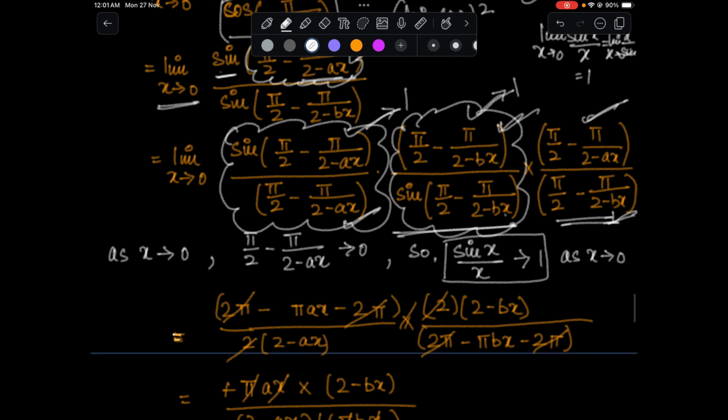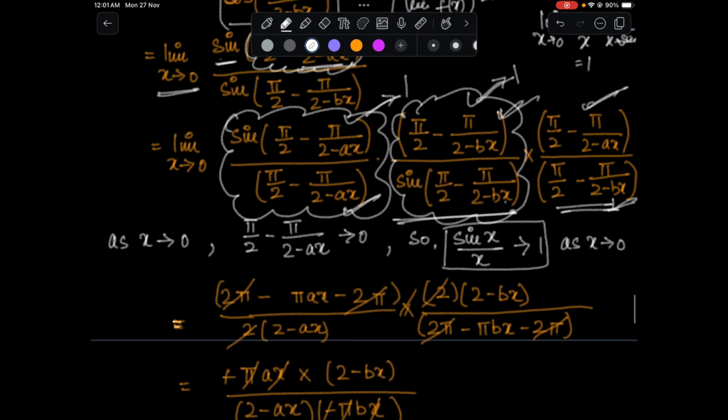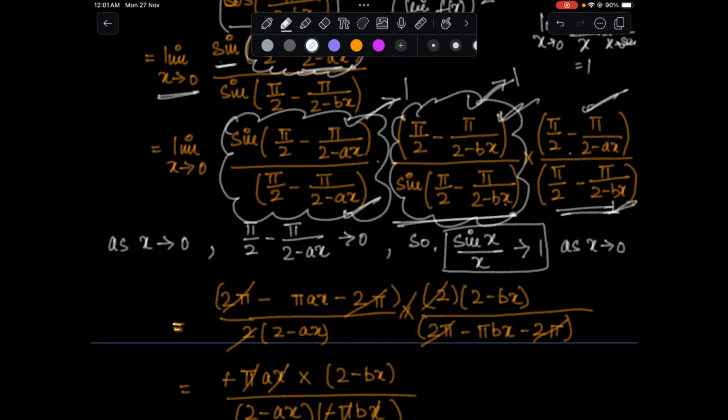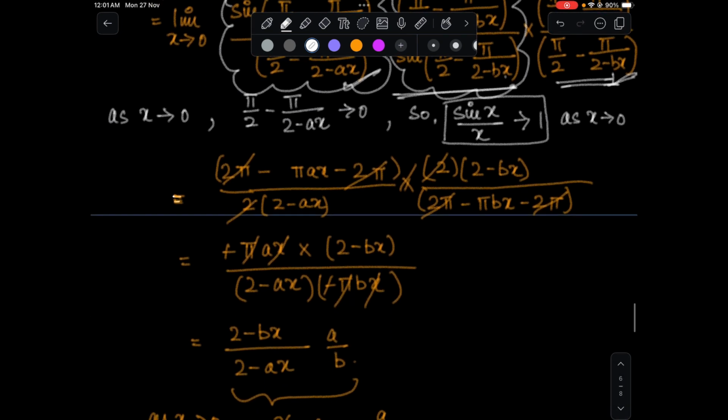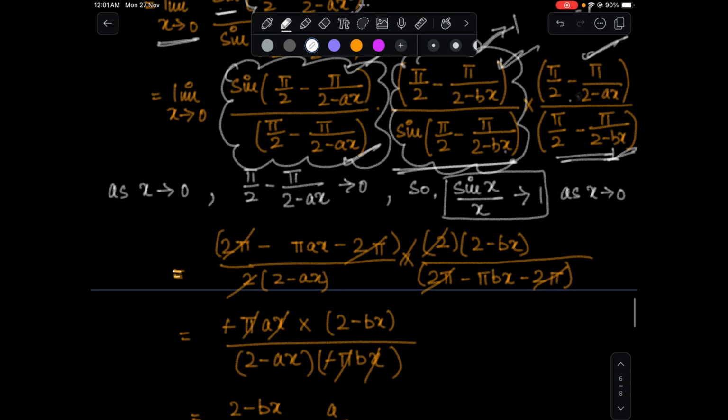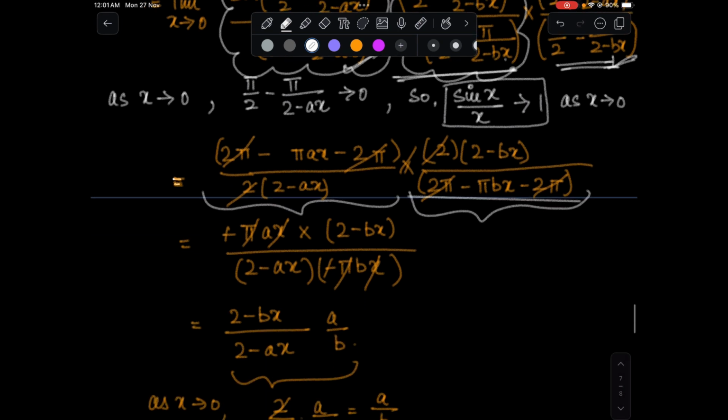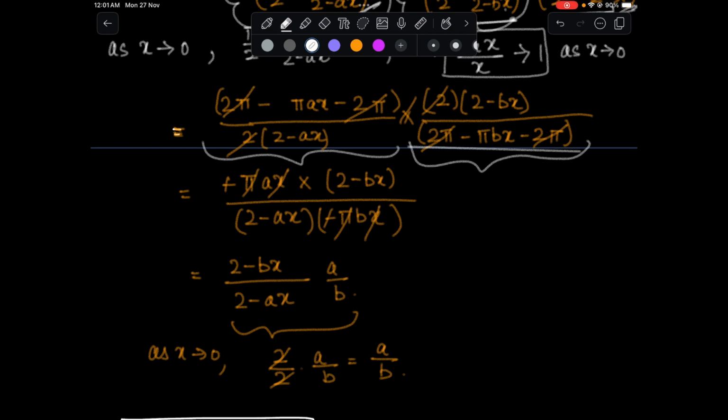Now the last thing, see what we are trying to do. If you apply the limit directly, you will get 0 by 0 form. So to get rid of the 0 by 0 form, see what I am doing. I am taking LCM in the numerator as well as in the denominator. You can see I took it here and then I did the reciprocal. So you got it over here. You simplify, and now you'll get this final term. Now when you apply the limit to this, you will get 2 by 2 multiplied with a by b. 2 will cancel, you will get a by b.